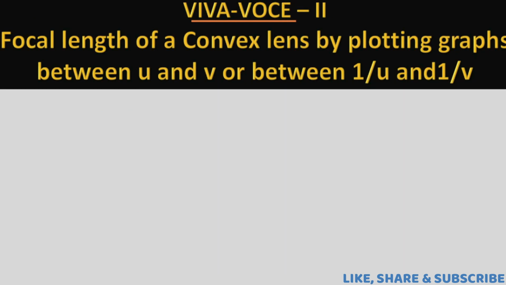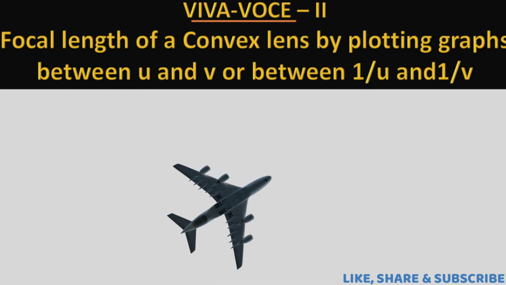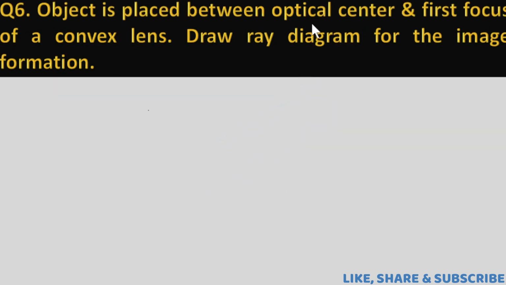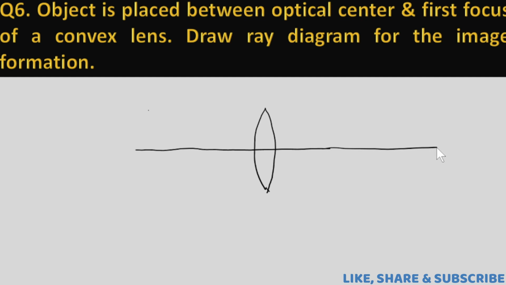Dear examinee, here is the next set of 5 questions. Question is, an object is placed between the optical center and the first focus of a convex lens. Draw the ray diagram for the image formation. So let's do it. Here is a convex lens. This happens to be its optical axis. Let's mark all the important points. O happens to be its optical center.